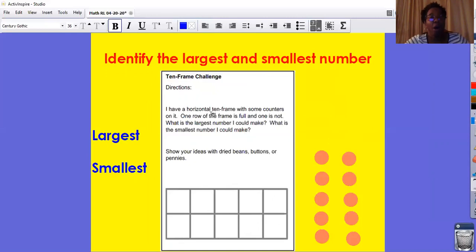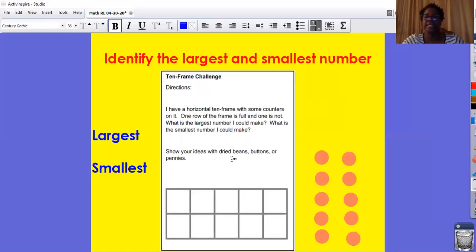Here are the directions. I have a horizontal 10 frame with some counters on it. So horizontal means that the 10 frame is going from left to right. And we're going to put some counters on it. One row of the frame is full and one is not. What is the largest number I could make? What is the smallest number I could make?